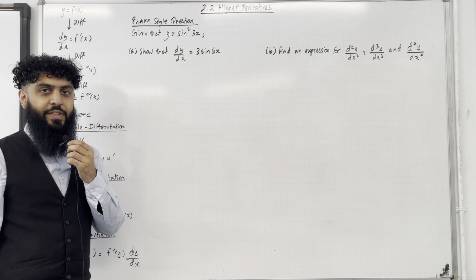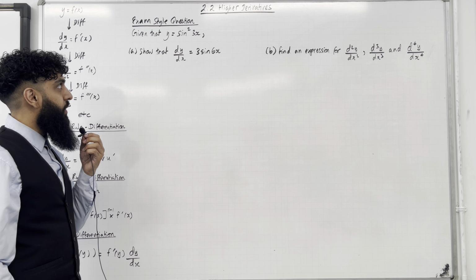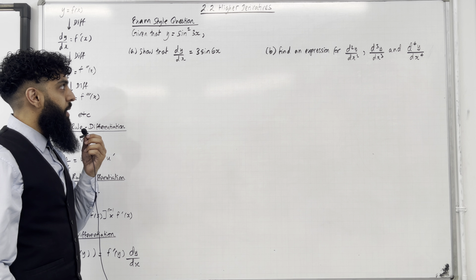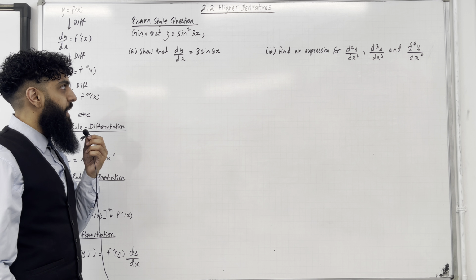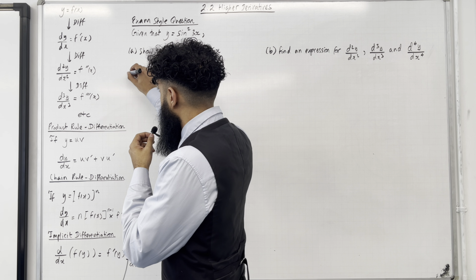Here is the first exam style question. Given that y is equal to sine squared 3x, part A, show that dy by dx is equal to 3 sine 6x. Let's have a look at the solution to part A.